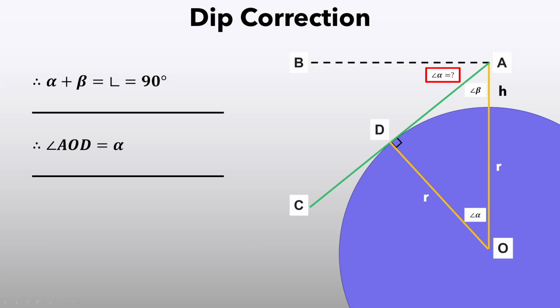All right, and step 3 is to do some really simple trigonometry. So the cosine of that angle is equal to the adjacent, which is the radius, over the hypotenuse, which is the radius plus the observer height. And that's our formula.